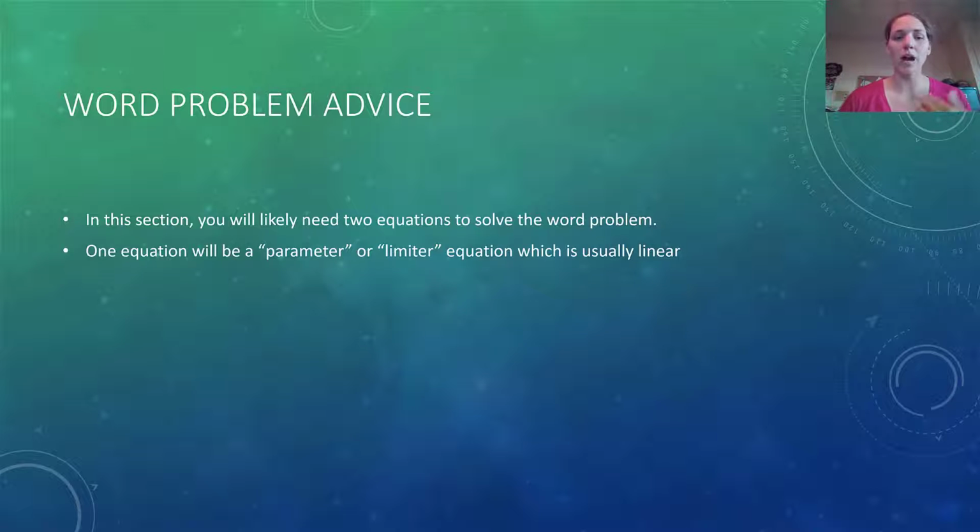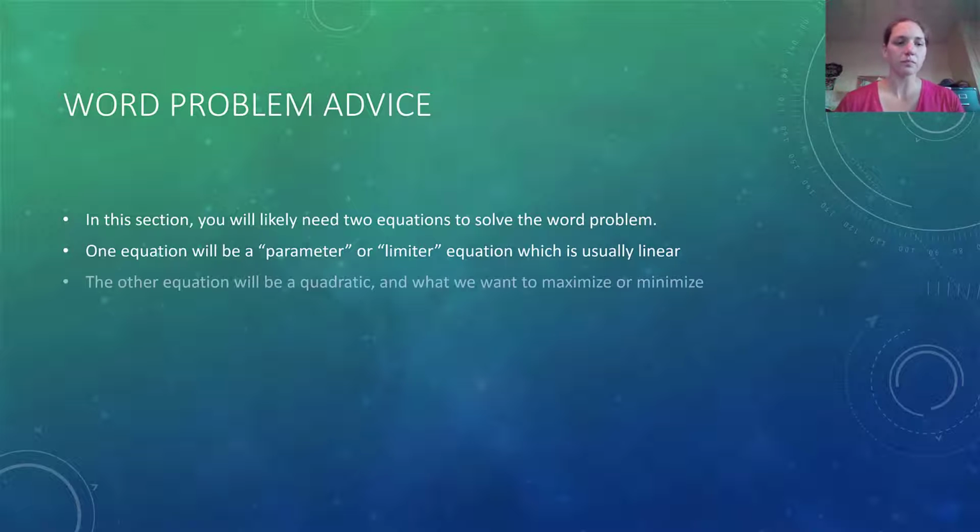The first equation would be what I call the parameter equation, not perimeter, right? Not the outside of a shape. Sometimes that's true, not always. The parameter equation is also a limiter equation. This is what's going to be like, we only have this many feet of fence, or we only have this far that we can go, or whatever.